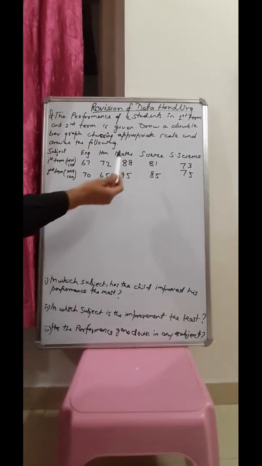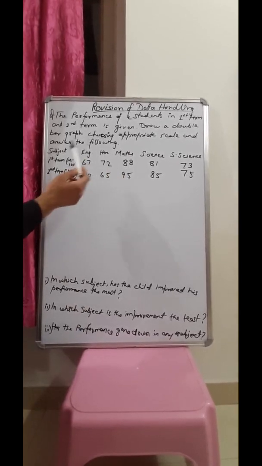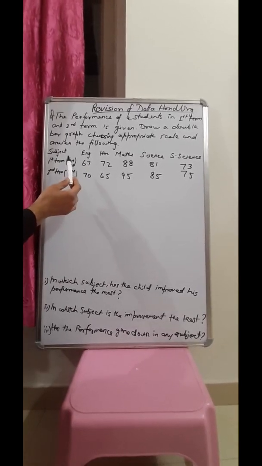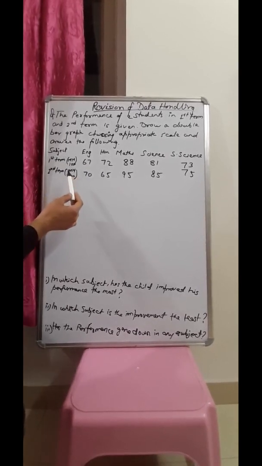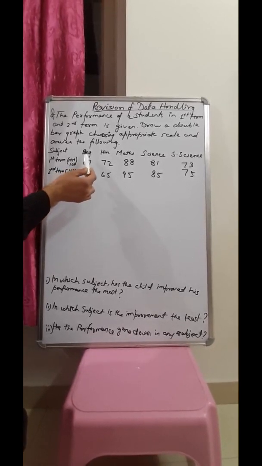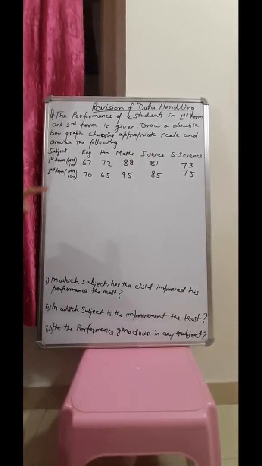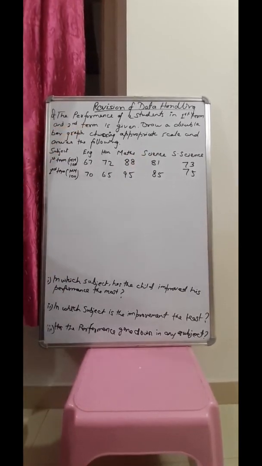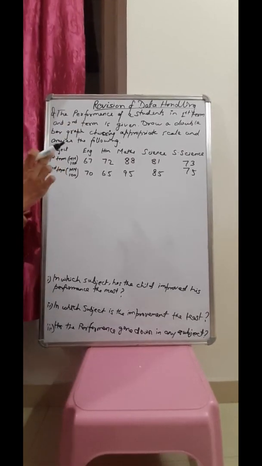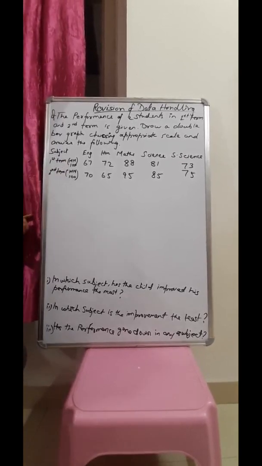So here in this table, we have been given the performance of our students in first term as well as second term. We have been given the maximum marks in first term as well as maximum marks of second term of subjects English, Hindi, Maths, Science, Social Science. And we have to draw a double bar graph. In double bar graph, we have to show the marks of first term as well as second term.